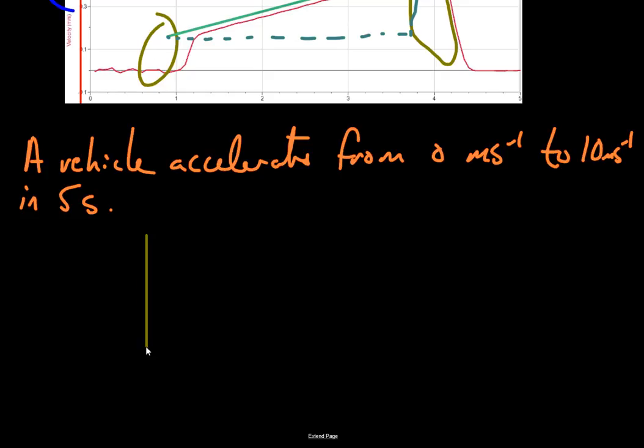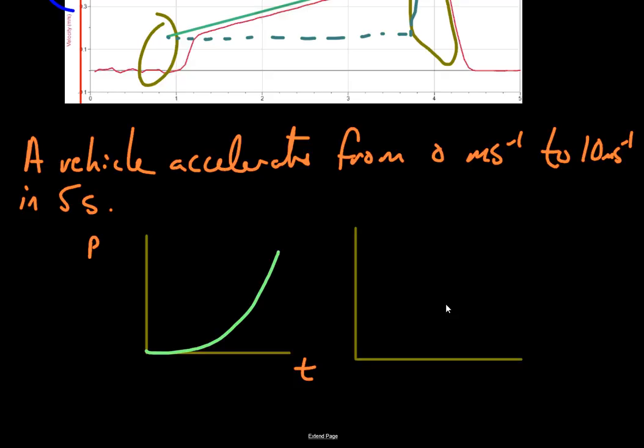This is your position, this is your time. The car is speeding up. You get this kind of curve. If we look at the velocity time graph of the same motion, this is where we actually have information. It goes from 0 to 10 in 5 seconds. 2, 3, 4, 5 seconds, 0, 10 meters per second. So we'll graph this in, and there it is. There's a graph of that motion as well.